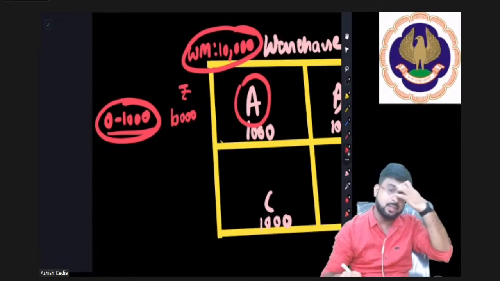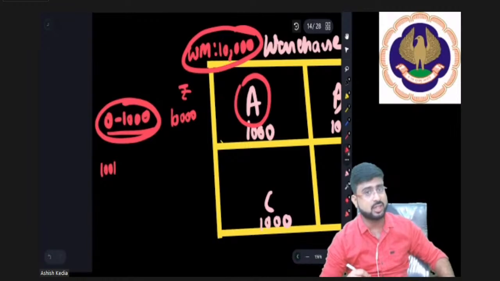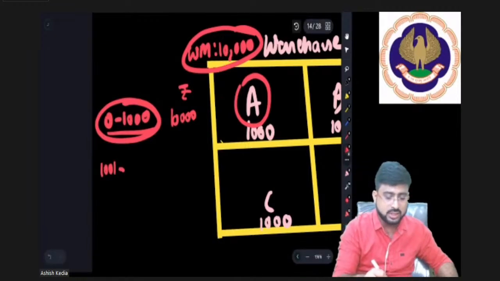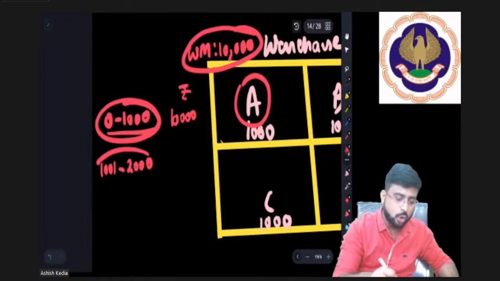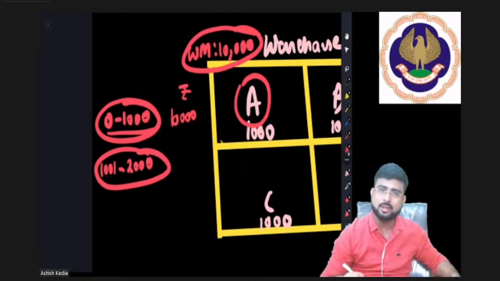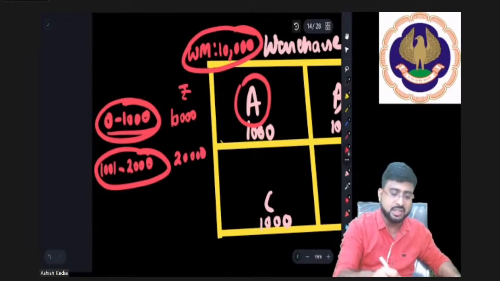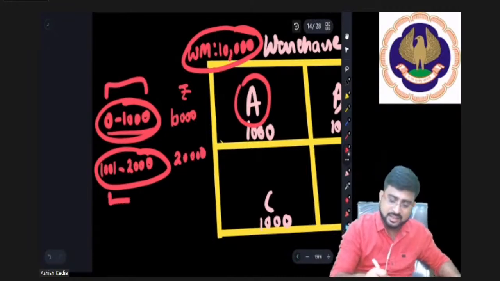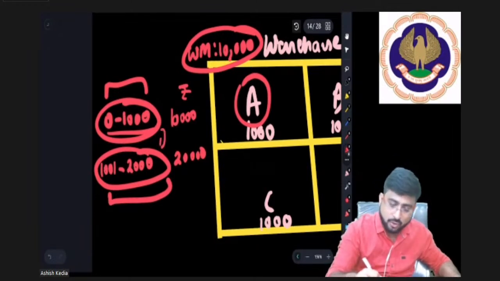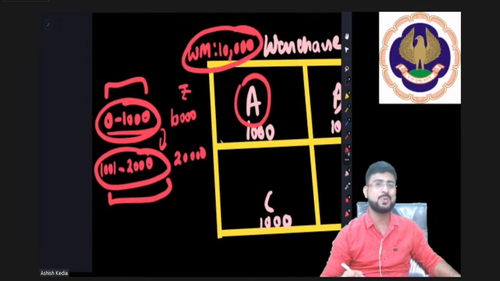But let's say I need 1001 units to be stored. Now I have to use another room. From 1001 to 2000 units, no matter the number of units I keep in my godown, I will have to keep 2 watchmen for 2 different rooms. So the total cost is 20,000. At this range it is fixed, but when you shift from one range to another, it increases.